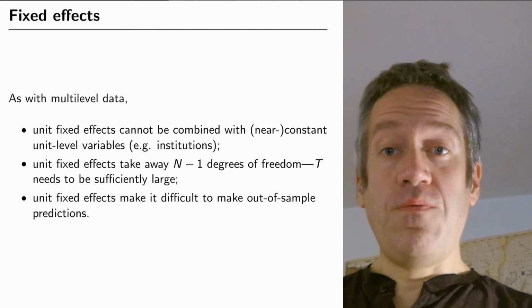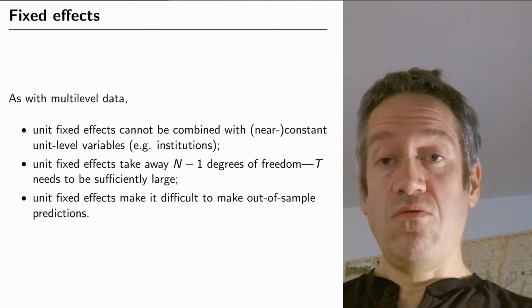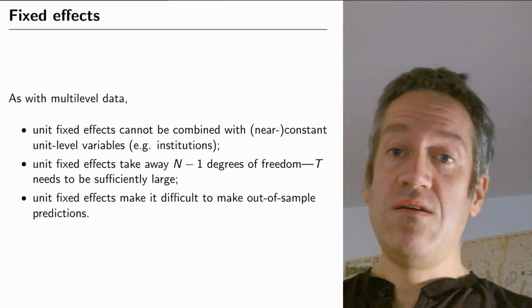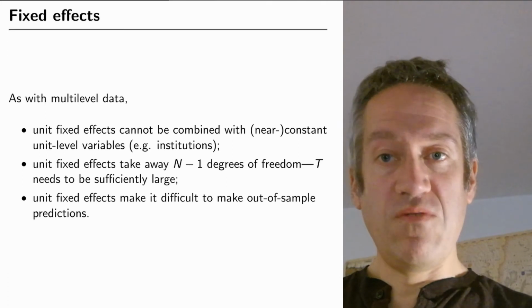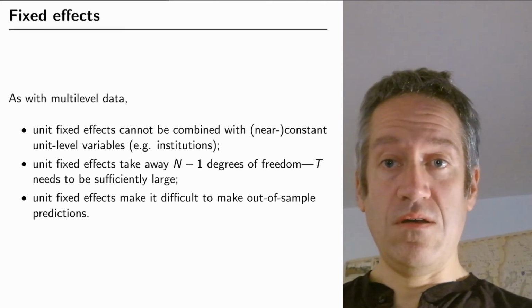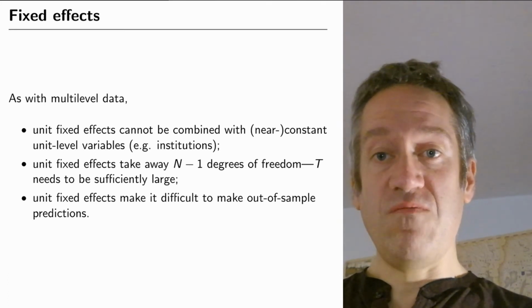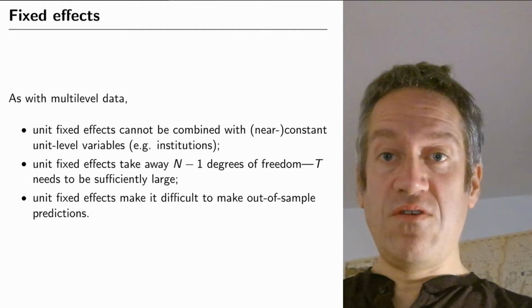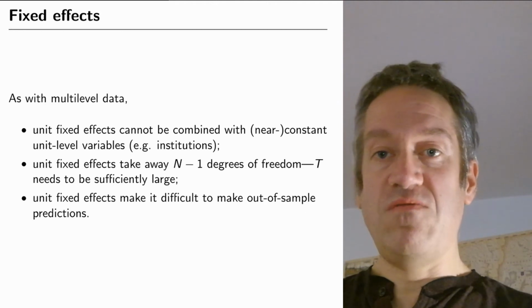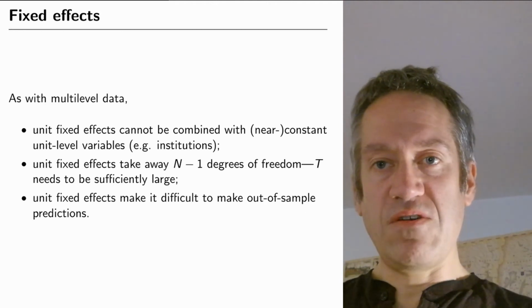Also, fixed effects take up a lot of degrees of freedom. So if you have a small t and a large n, fixed effects will create problems. Fixed effects only really work if t is sufficiently large, so you have enough information within each unit. Since you are removing all between unit variation, and only focusing on within unit variation, you better have some within unit variation left.